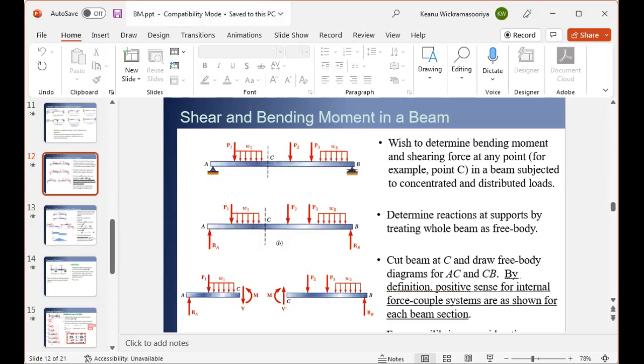Now, if you have such a distributed load, how to find the resultant of such a system? For a point load, yes, we know where it acts and we know how large it is, so we can get the equilibrium very easily. But if you have a distributed load, what to do? How to find the resultant due to the distributed load?